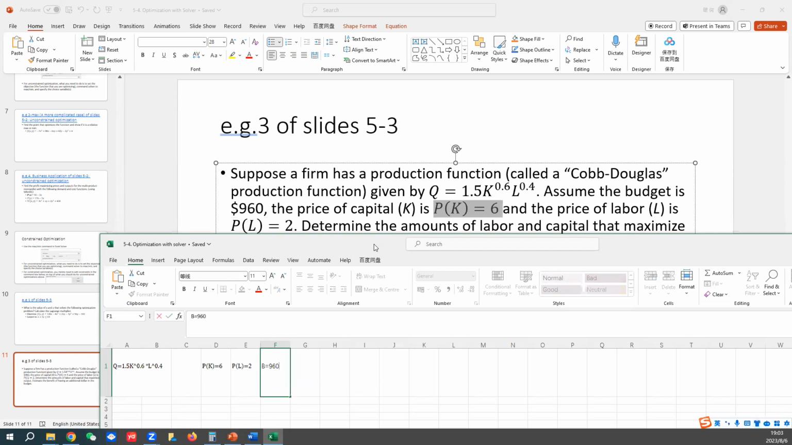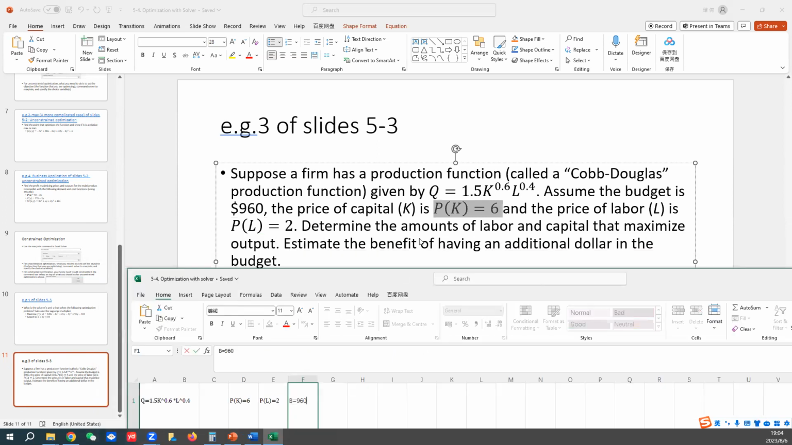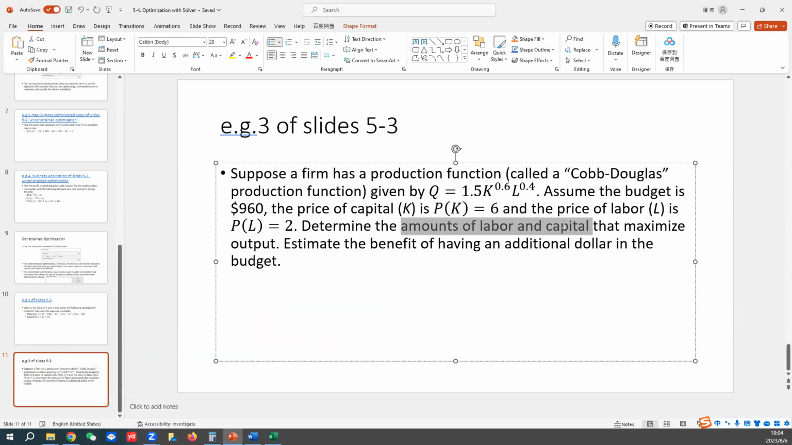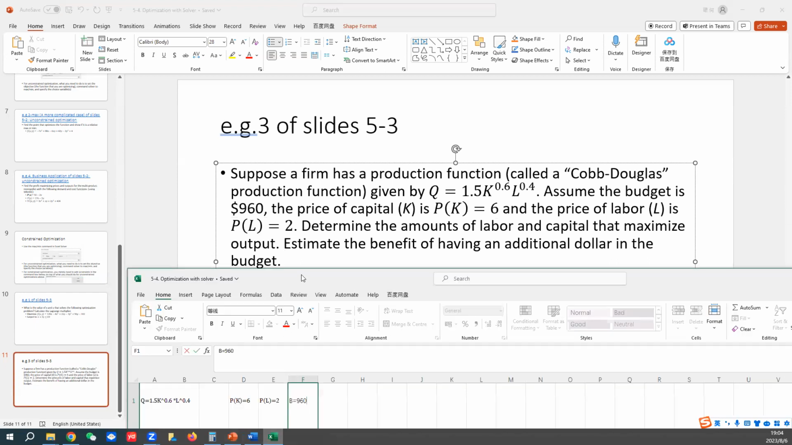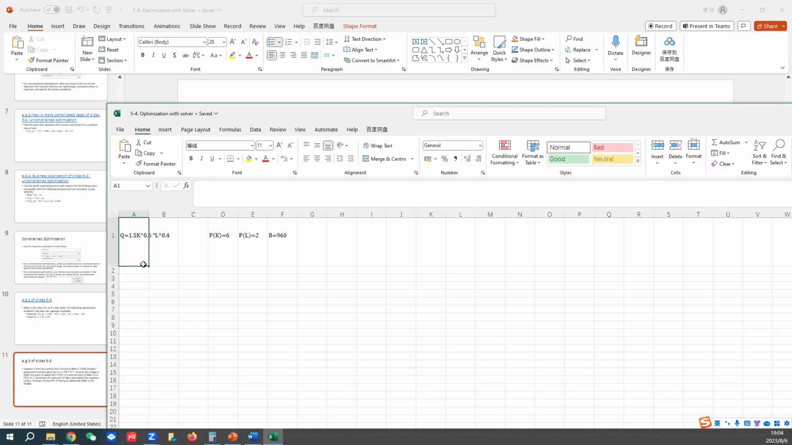Here you were asked to solve for the amount of labor and capital that maximize the output, and also estimate the benefit of having an additional dollar in the budget, which is the shadow price, namely the Lagrangian multiplier, or lambda.